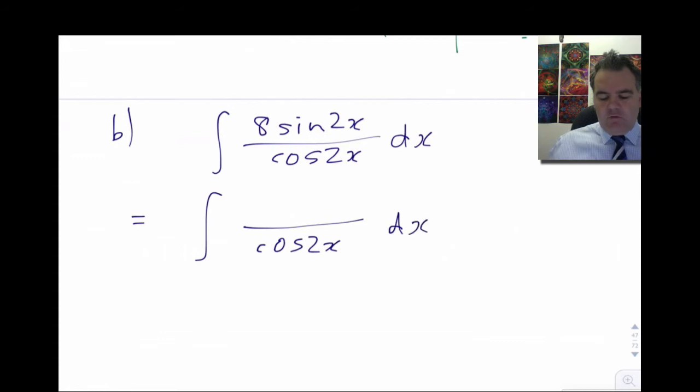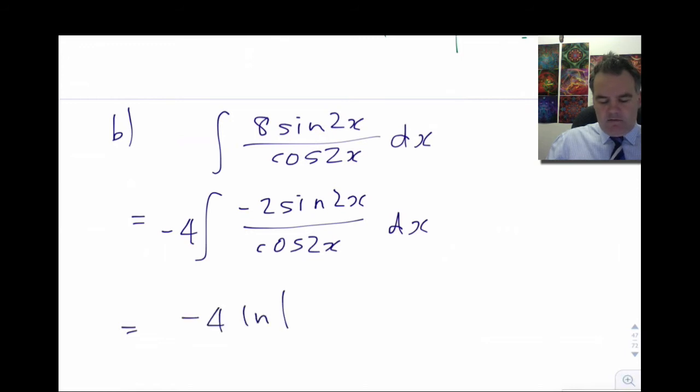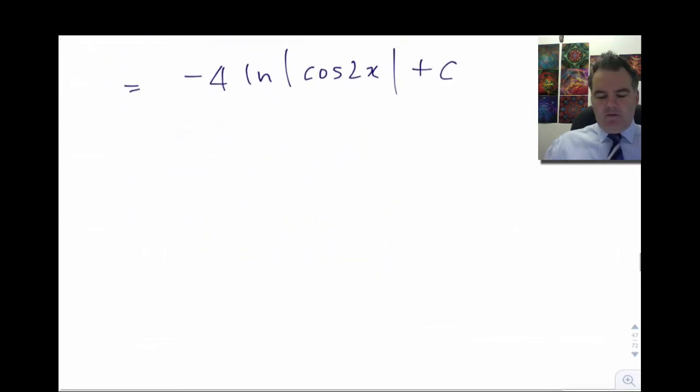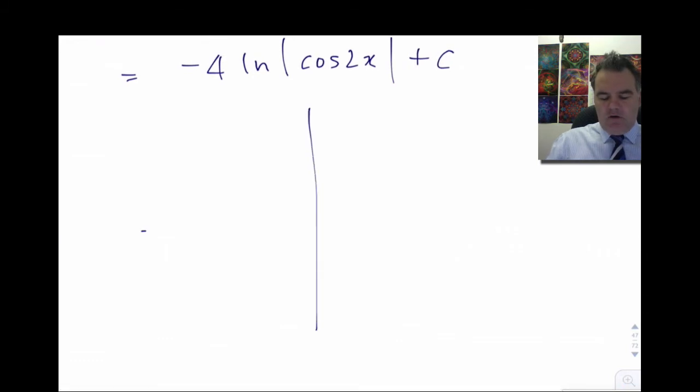So, what is the derivative of cos 2x? We know the derivative of cos 2x is going to be -2 sine 2x. So that's the format I want, and I've nearly got it. All I need to do to adjust for the number at the front is write -4 at the front, and then I've got it. Then I've got it in the form derivative over original, so my answer is -4 ln |cos 2x| plus c.